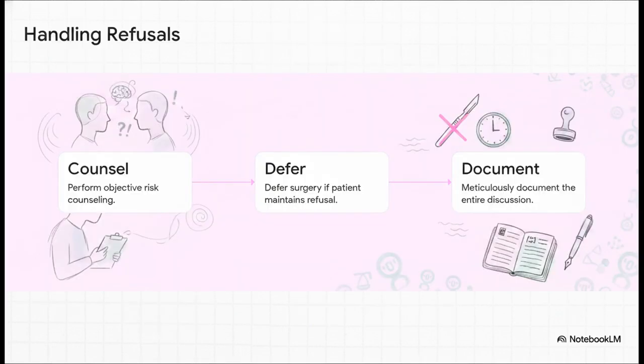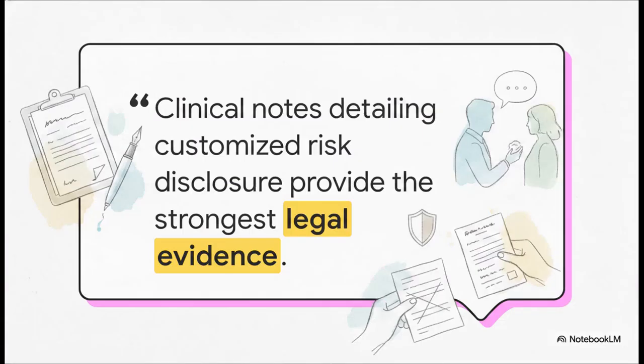Well, the rule of patient autonomy is absolute. Step 1, the surgeon has to sit down and provide completely objective, comprehensive counseling about the grim reality of refusing the procedure. If the patient totally understands and still says no, step 2 is deferring the surgery. A family member absolutely cannot override a competent adult, period. And then, step 3, which is crucial, meticulously document the whole shebang. And that brings us to a fascinating reality about legal protection in medicine.